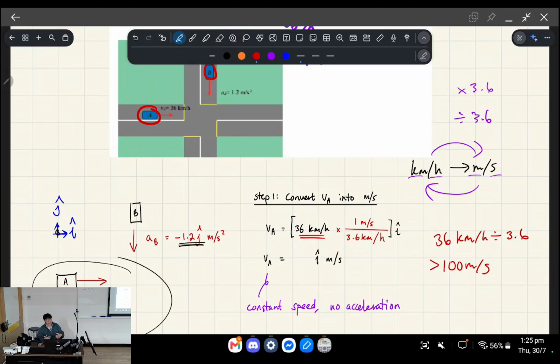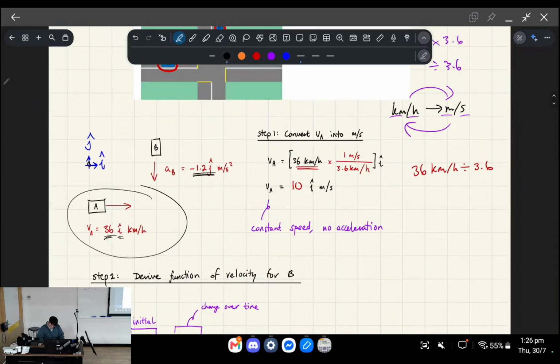That tells me that if I want to get from kilometers per hour to meters per second, I just divide by 3.6. Okay, does that make sense? And so you get a more reasonable number, and that number being 10i units meters per second, okay?